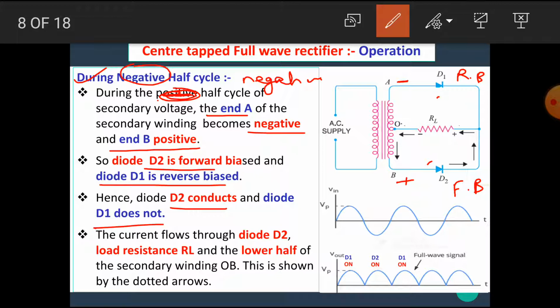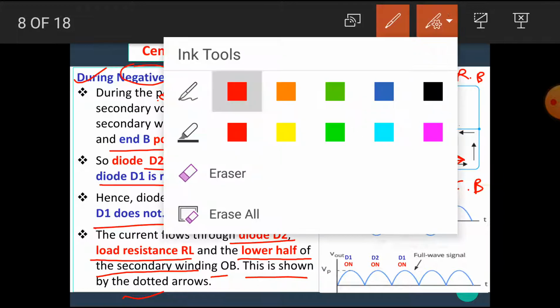Diode D2 is forward biased, hence current flows through this diode D2, but D1 is reverse biased, hence no current flows through D1. The current flows through the diode D2, load resistance RL, and the lower half of the secondary winding OB. This is shown by the dotted arrows.